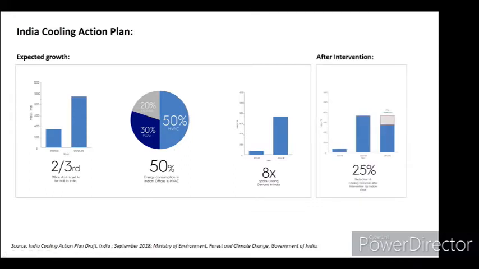And with the Indian Cooling Action Plan drafted, they believe we can address at least 25% of the demand. But again, these are next-level stages or high-level concepts. What has to happen is we should take one step back.